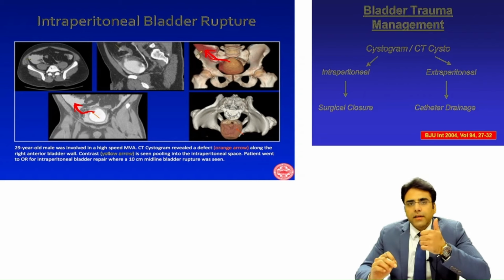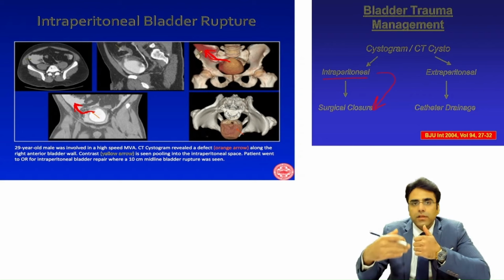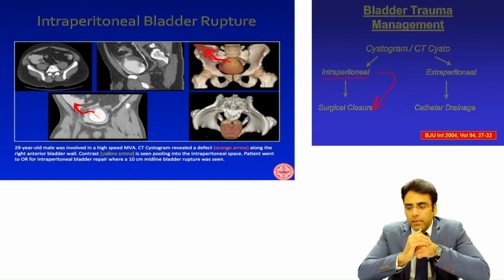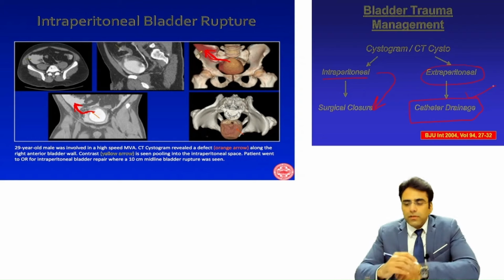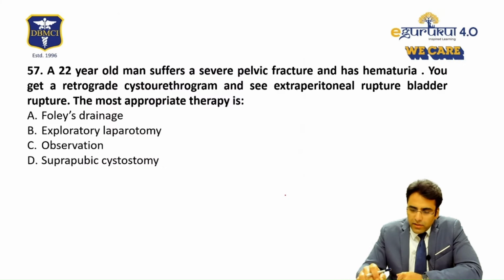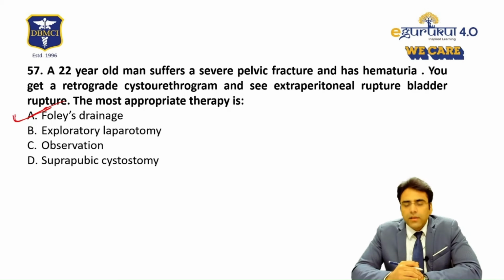Always remember the dictum: if there is intraperitoneal rupture, you have to go for surgical intervention. You can go for lower midline laparotomy and do the surgical closure of the bladder. Whereas in extraperitoneal rupture, you just have to do catheter drainage. Now in this question, the patient has extraperitoneal rupture, so you have to go for Foley's catheter drainage. Clear?